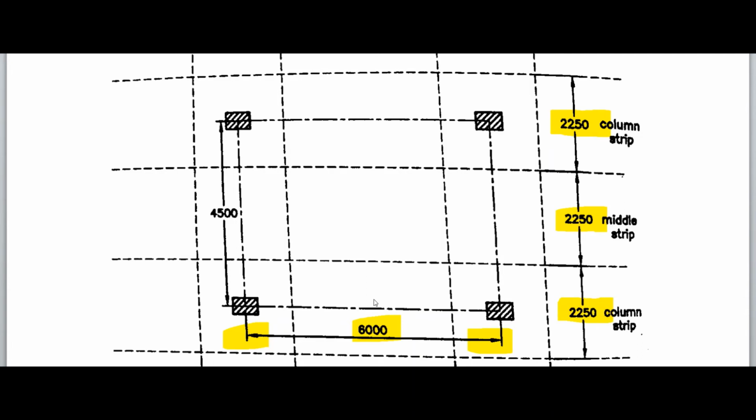Along longer span means 6000 in this direction, along shorter span means in this direction. Don't confuse along longer span and along shorter span. Along longer span means 6000 in this direction, and along shorter span this direction, right? So don't be confused between along longer span and along shorter span.